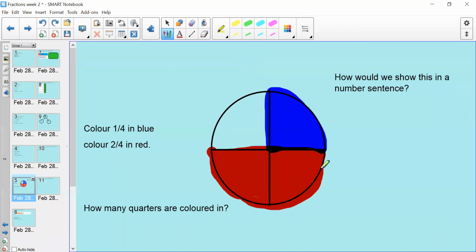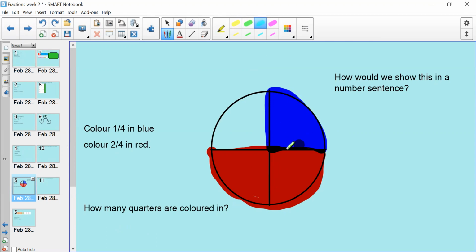Okay, so you should have something that looks similar to this. So if you've got blue and red, you should have 1/4 in blue and 2/4 in red. If you haven't got blue or red, you should have something looking like this with different colorings in your quarters. Okay, so now the question is, how many quarters have we colored in? Okay, we've colored in 3 quarters. So we've got 1/4, 2/4, 3/4.